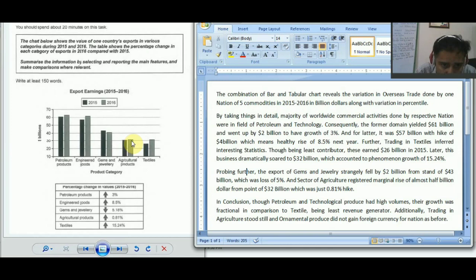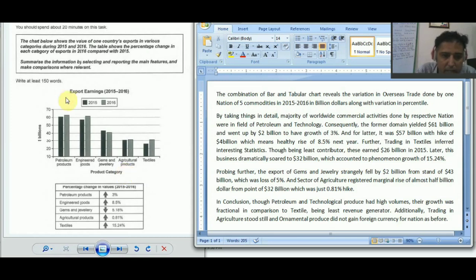Here you can say there is a marginal rise, and in between, I have used this connector. The sector of agriculture registered a marginal rise of almost $500 million from the point of $32 billion, which was just a 0.81% hike. Then there is the conclusion.